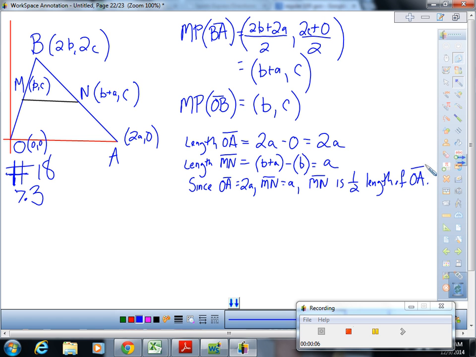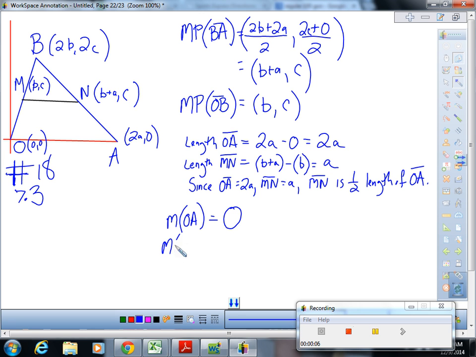Have I proved the midline theorem yet? I have not, because I haven't taken care of the slopes. I haven't shown that they're parallel. Okay? So, the slope of OA, what is the slope of OA? 0. Right?